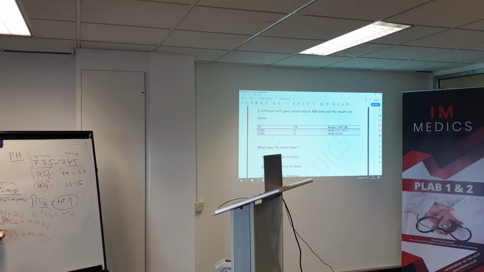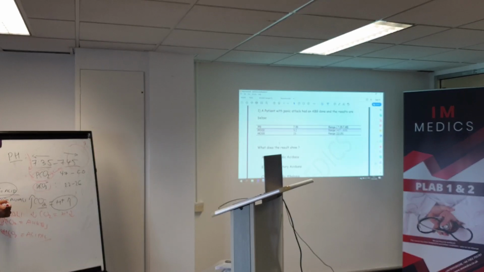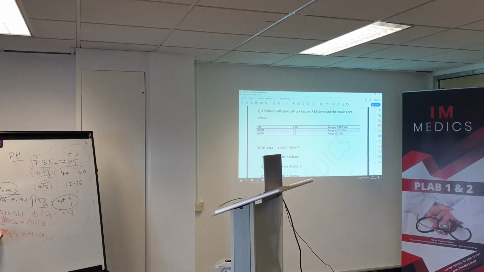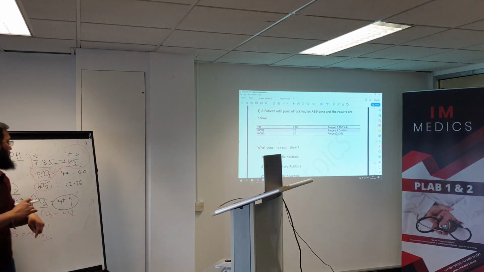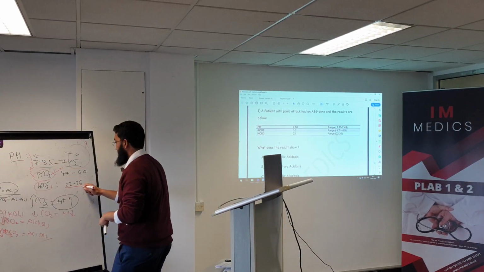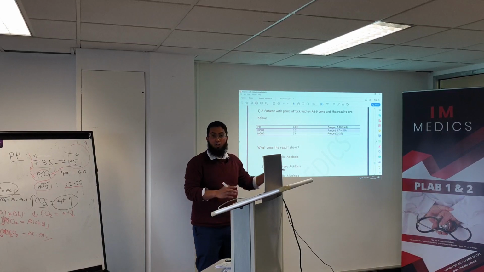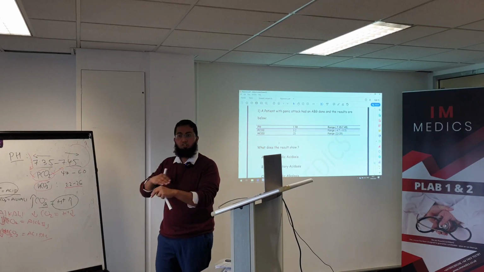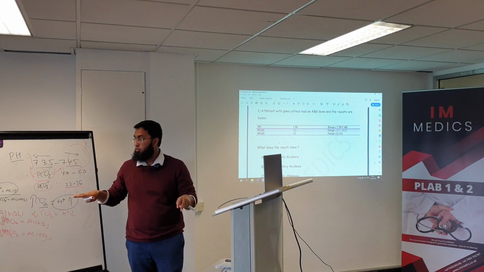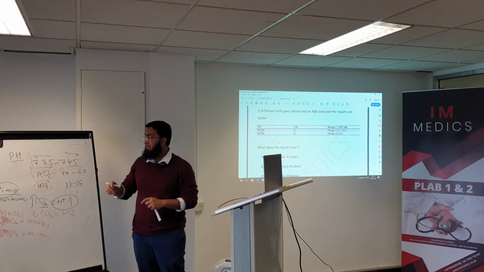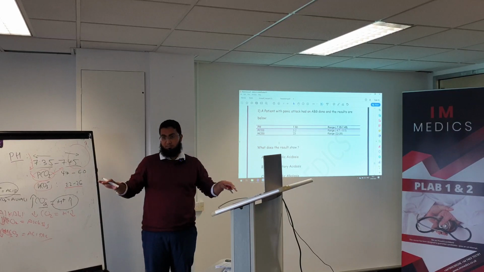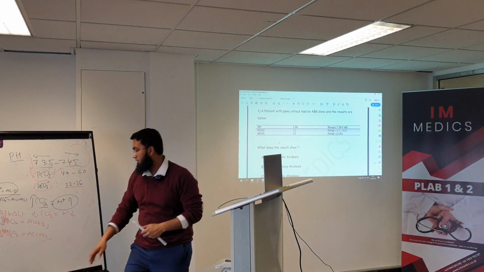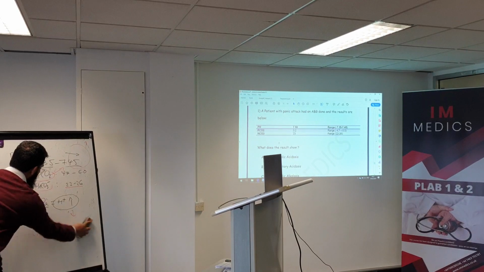We said that if bicarb is high, it's alkali. If it's low, it's acidic. So the bicarb should go low, meaning lower than the normal range. The normal range we said is 22 to 26. Bicarb here is 23, within the normal range, so it is not trying to compensate at all. Therefore, the full answer is going to be respiratory alkalosis with no compensation at all. Make sense? Okay, we'll do another example.